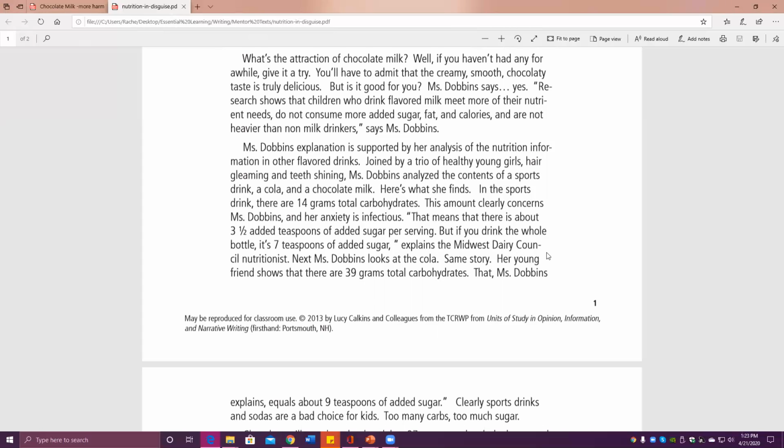Next, Ms. Dobbins looks at the cola. Same story. Her young friend shows that there are 39 grams total carbohydrates.